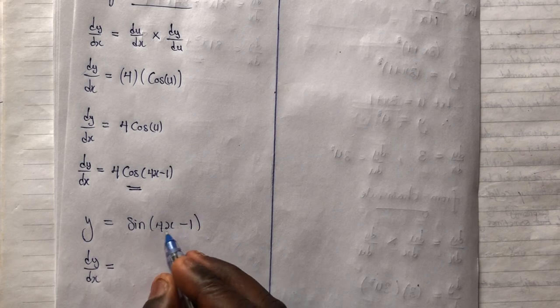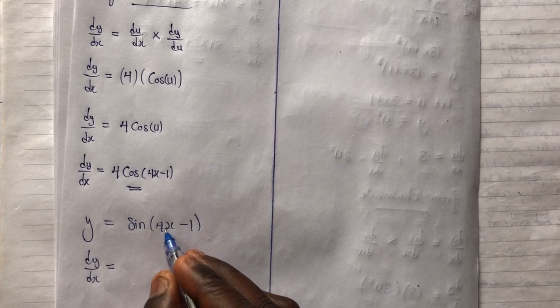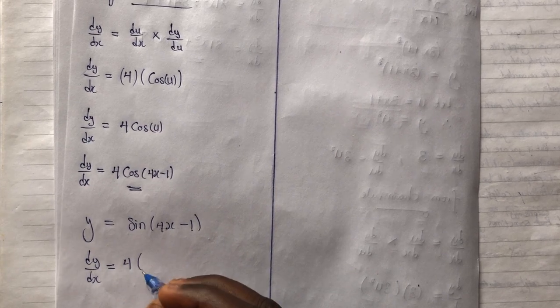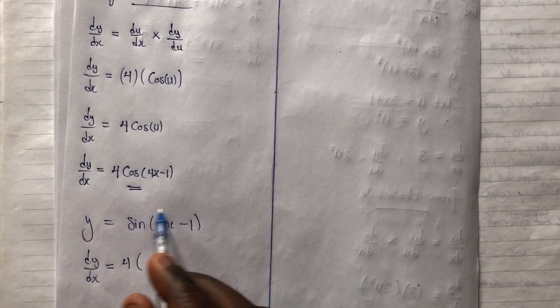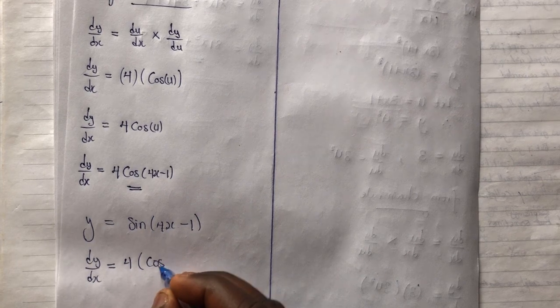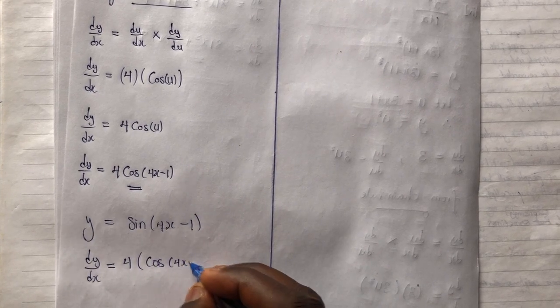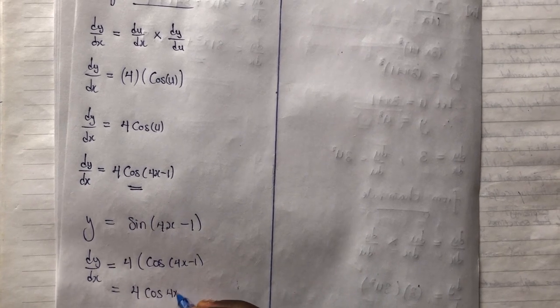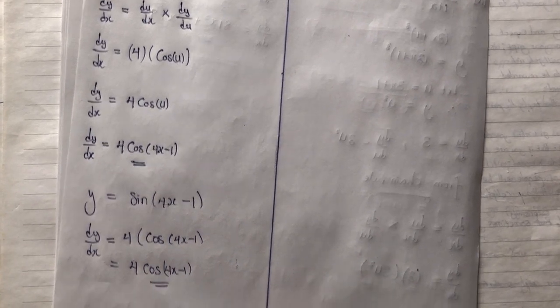What do you get? You differentiate 1, you get 0. You differentiate 4x, you get 4. So you bring the 4 outside. Then when you differentiate sine of everything, you get cos the same thing, cos of 4x minus 1. And the answer will give you 4 cos(4x minus 1). And so this is it.